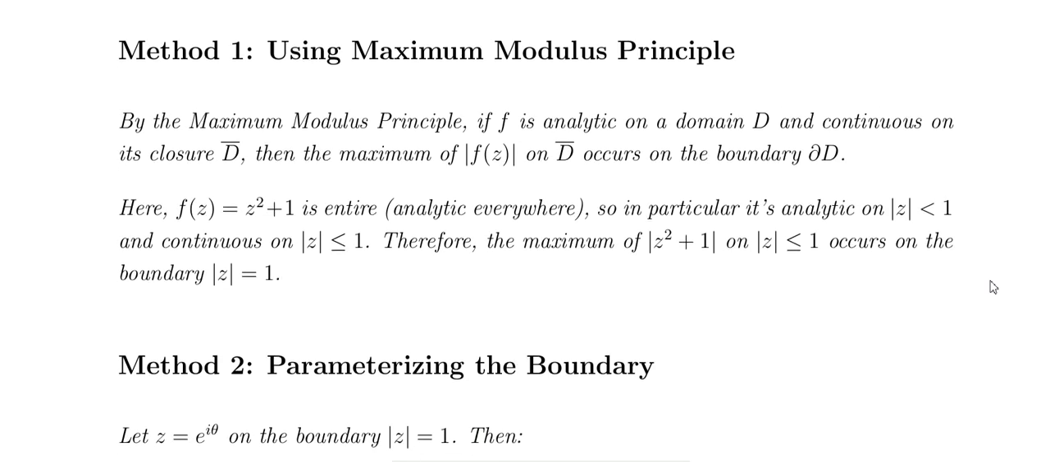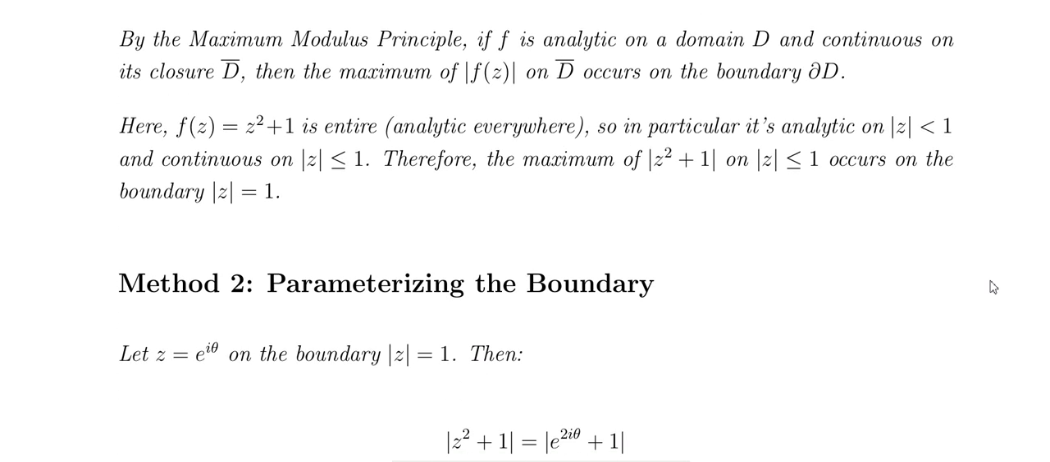So when you apply the maximum modulus principle, f is analytic and continuous on the closure, so the maximum of mod f of z occurs on the boundary. z square plus 1 is entire, analytic everywhere. In particular it is analytic inside, mod is less than 1, and continuous on the boundary. So the maximum occurs only on the boundary, where mod is less than or equal to 1. On the boundary, mod is equal to 1.